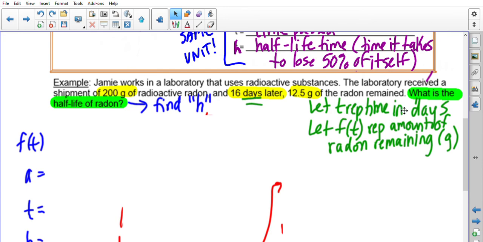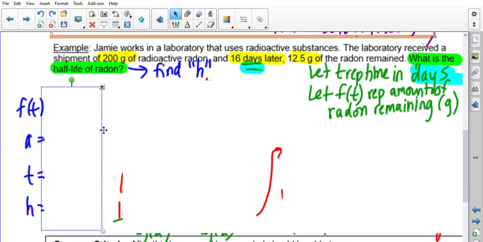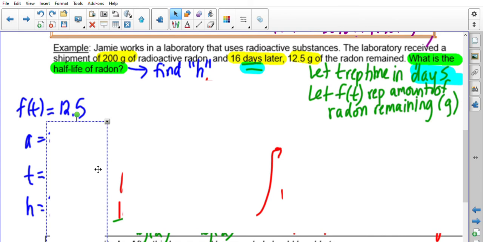So let's let t represent time in days. The reason I'm choosing days, again, you want to pick something that matches with the other units given. The only other piece of information given was this here, 16 days later. So the time span of this was in days, so let's maintain that here. And let's let f of t represent the amount of radon remaining in grams. So f of t was 12.5. That was what was there at the end.